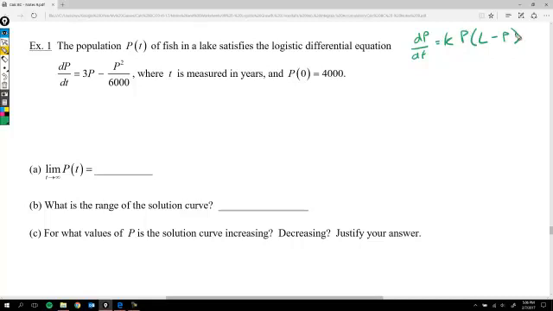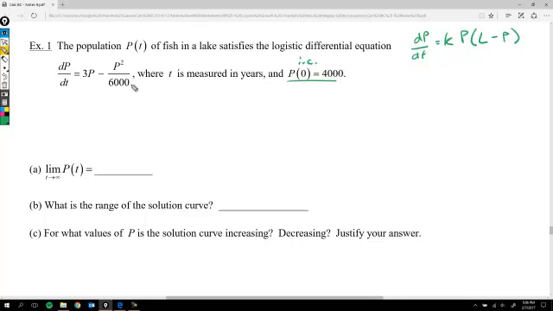You're given the equation dP/dt is equal to some constant times P times (L minus P), where P is your population, k is a constant, and L is your limit, or your carrying capacity, sometimes it's called. We're given that a population of fish satisfies this logistic differential equation, with an initial condition of 4,000, so we start off with 4,000 fish.